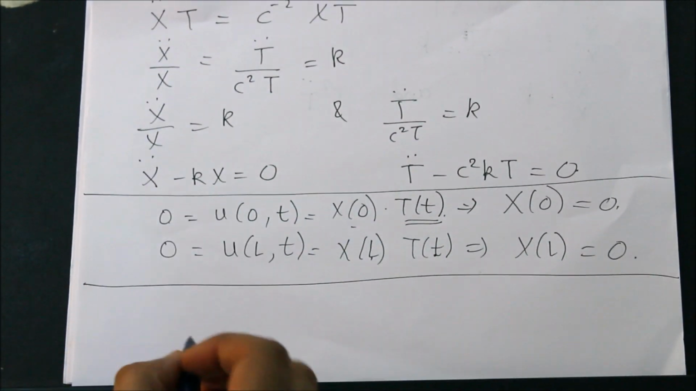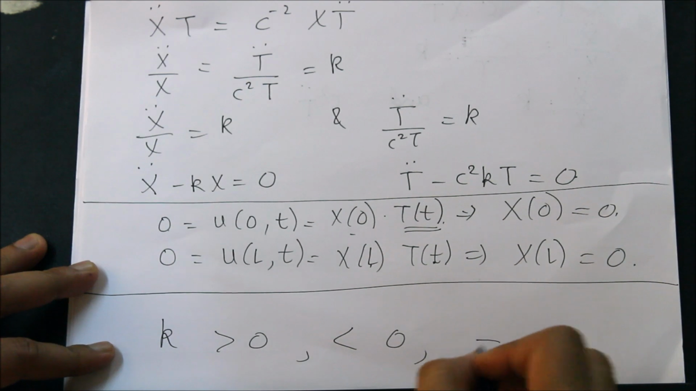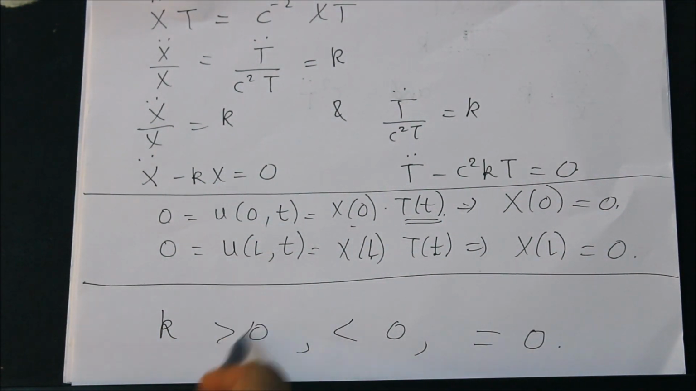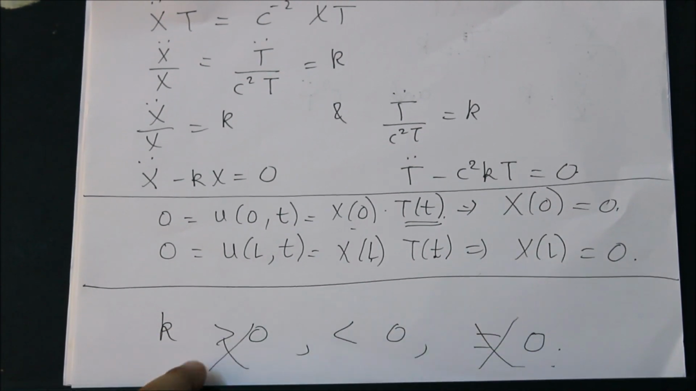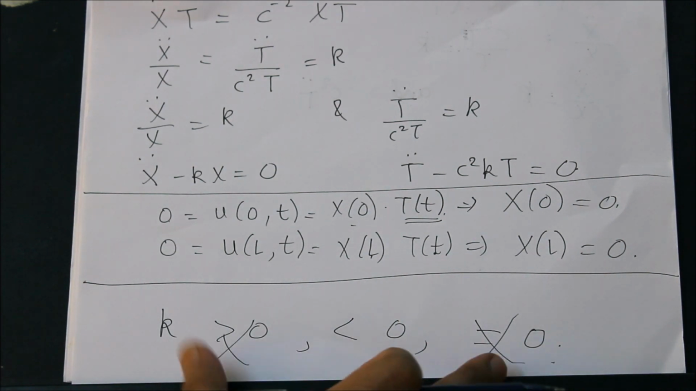So now what is k? My k is any real number. So my k can be either greater than 0, less than 0, or equal to 0. And now we will see that k greater than 0 and k equal to 0, these two cases are not possible. Why? Because if k is greater than or equal to 0, then we will always get the trivial solution. So let's try to convince ourselves with these two cases first.